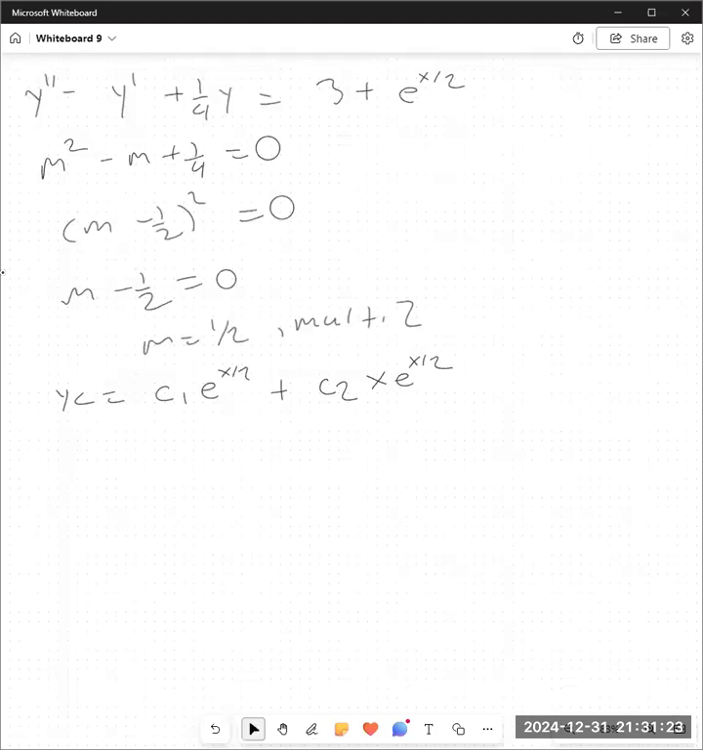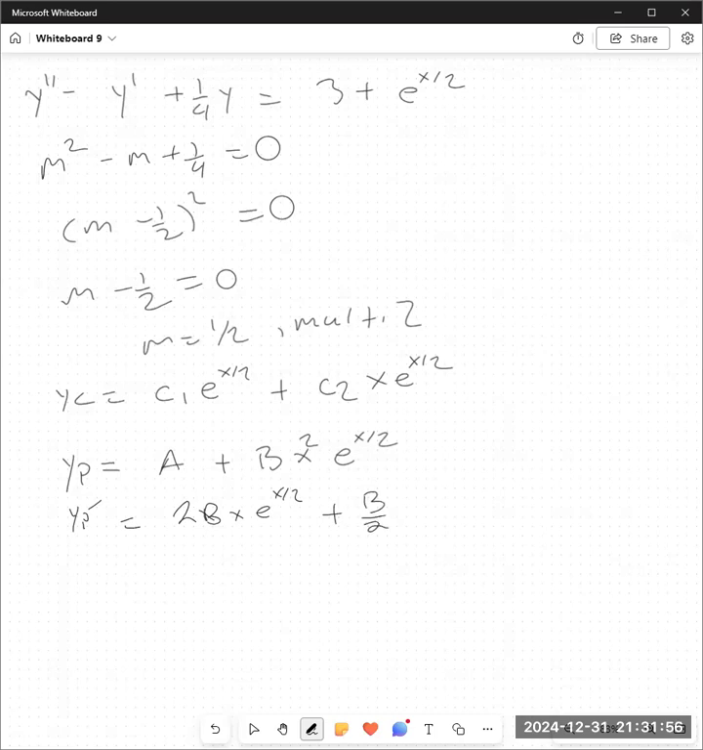On the right-hand side, I see an e to the x over 2. So I'm going to have to go all the way up to x squared e to the x over 2 in my guess for yp, but I also have this constant which doesn't show up anywhere in yc. So I just have yp equals a plus b x squared e to the x over 2. I take the derivative of yp, I get 2b x e to the x over 2 plus b over 2 x squared e to the x over 2.